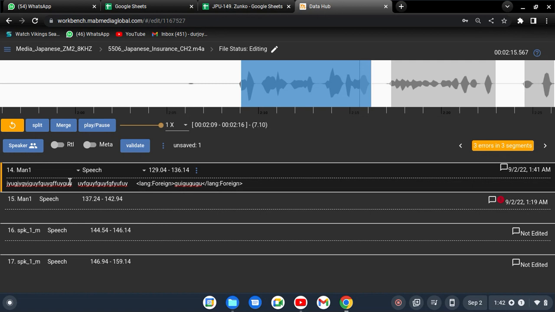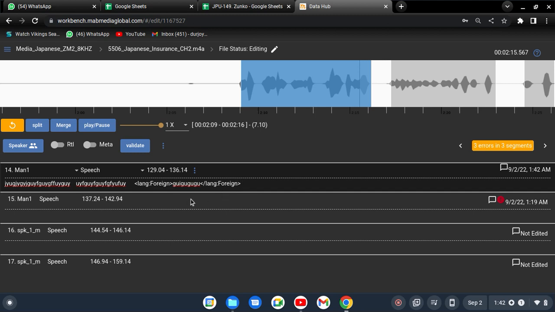So whenever the machine comes, it will understand the person said Japanese, Japanese, Japanese, and after that some other language word which is not from Japan. That's why the person marked that as a foreign tag. Please don't mark any English word as a foreign tag. Please don't mark any Japanese word as a foreign tag.